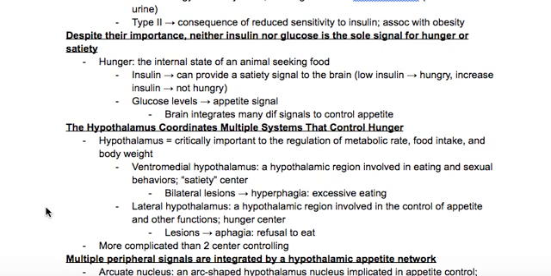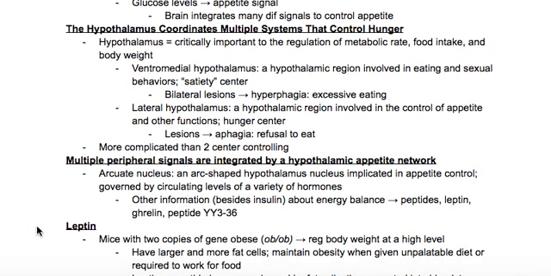for hunger or satiety. Hunger is the internal state of an animal seeking food. Insulin can provide a satiated signal to the brain, where low insulin makes you hungry, and when you increase insulin, you're not hungry. Glucose levels are also involved in this appetite signal, so it's inferred that the brain integrates many different signals to control appetite.